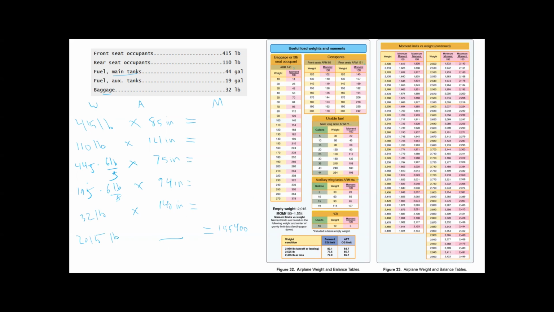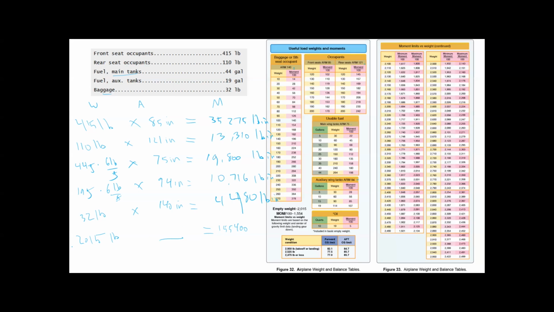415 times 85 is 35,275 pound inches. 110 pounds times 121 inches is 13,310 pound inches. 44 gallons times 6 pounds per gallon times 75 inches, 19,800 pound inches. 19 gallons times 6 pounds per gallon times 94 inches comes out to 10,716 pound inches, and 32 pounds for our baggage times 140 is 4,480. I can write pound inches.